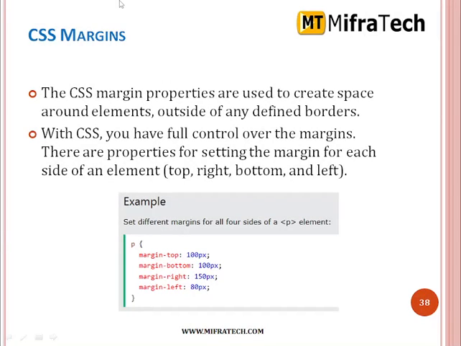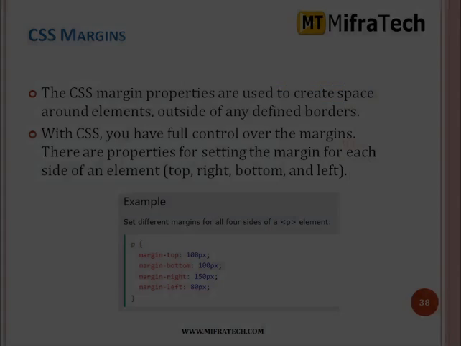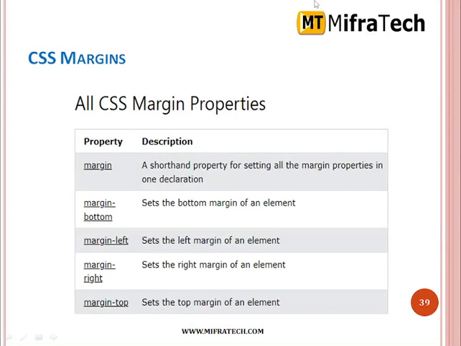Then CSS margins. The CSS margin properties are used to create space around elements, outside of any defined borders. With CSS, you have full control over the margins. There are properties for setting the margin for each side of an element: top, right, bottom, and left, where the margin can be set like a width and a height. You can mention the four properties: top, bottom, right, and left, with pixels. Those are some of the properties.